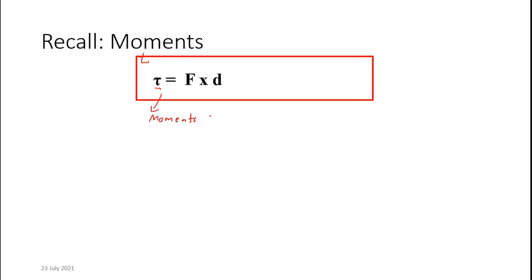And then what is the unit of moments? The international standard unit of moment is newton meter. And F is a force, which has the standard unit newton. And what is d? d is the perpendicular distance. The unit for perpendicular distance is m, meters.